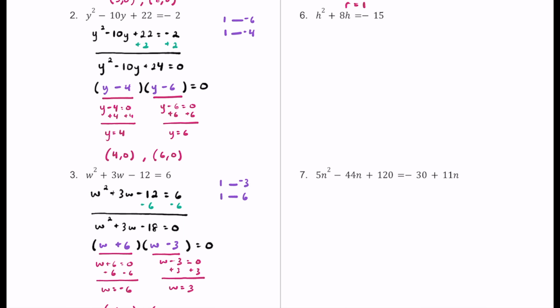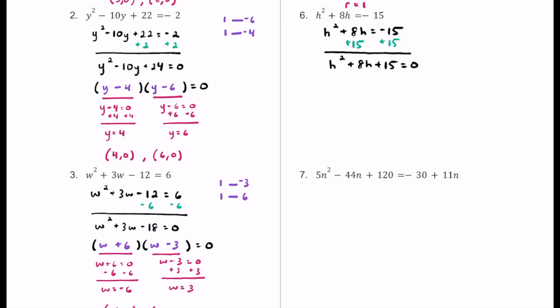For number 6, we have h squared plus 8h equals -15. Can't factor it quite yet. Let's go ahead and put this in standard form. Add 15 over here and add 15 over here, both sides. If we do that, we should have h squared plus 8h plus 15 is equal to 0.